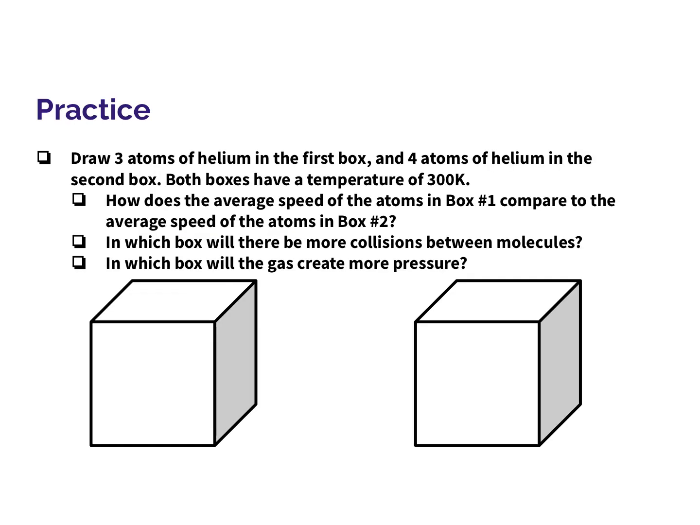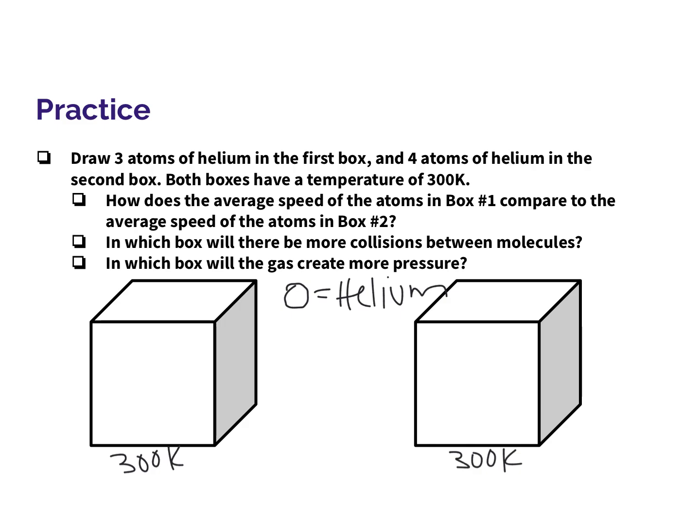So let's go ahead and look at a scenario. It asks us to draw 3 atoms of helium in the first box and 4 atoms of helium in the second box. The first thing we want to do is go ahead and make a key. So I'm just going to do an open circle, and that's going to be my helium. And then both boxes have a temperature of 300 Kelvin. So I'm going to write that down here just so I know. This tells me that the atoms are going to be moving at about the same speed, so I need to make my arrows about the same size.